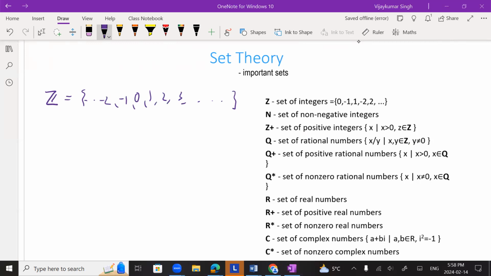All right. Then we have set N, which is the set of natural numbers, but you can say a set of non-negative integers, right? So in this case, we will have 0, 1, 2. So this is the set of non-negative integers. All right. Now we have a notation Z plus. This is a collection of all positive integers.